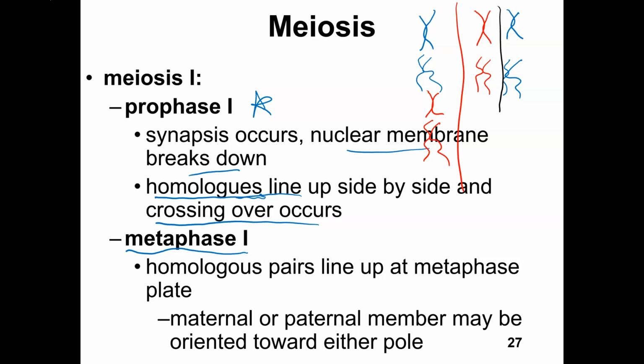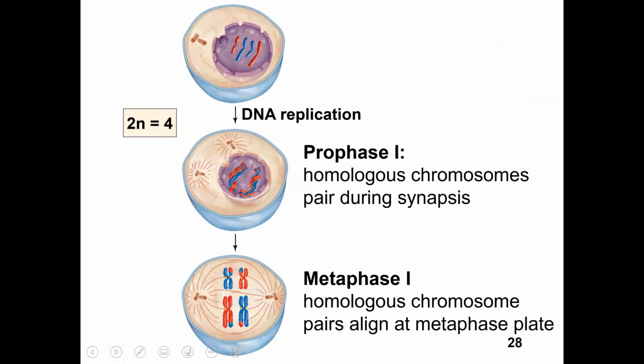And they can line up in any way they want. You can have, I put the red and the red on one side and the blue on the other side. It could have been red and blue. You could have had blue and red. So it doesn't matter. They line up however they line up. And that's actually known as independent assortment, which again, we'll talk about in a little bit.